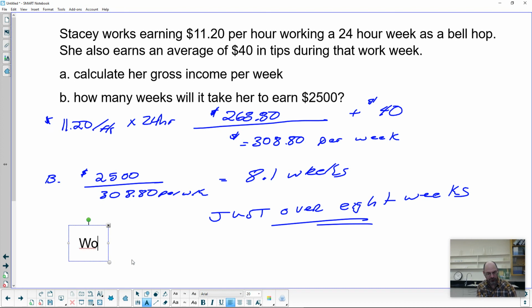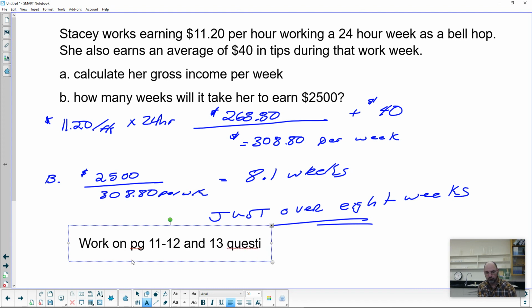So you can work on pages 11, 12, and 13. And see how that goes for you. And just let me know at the end of the class if you got through it or whatever. You still got half an hour to work on it. And if you have any questions, you can ask. Okay, and I'll post this up.